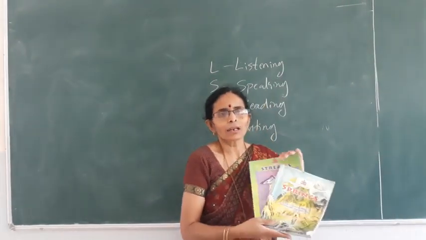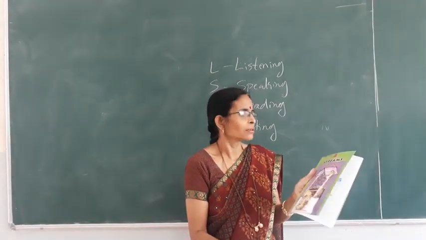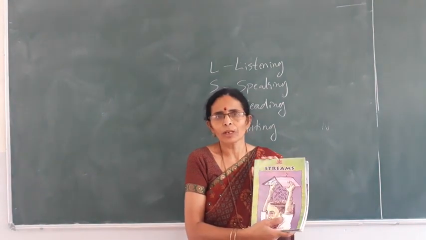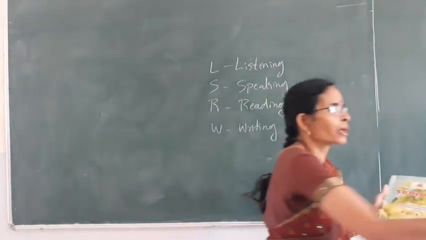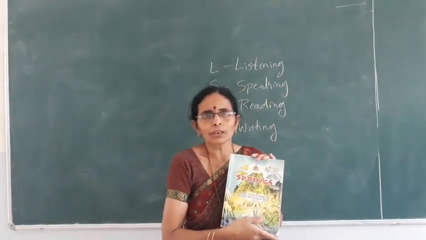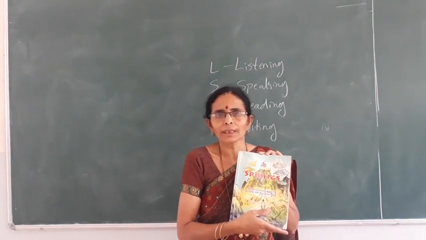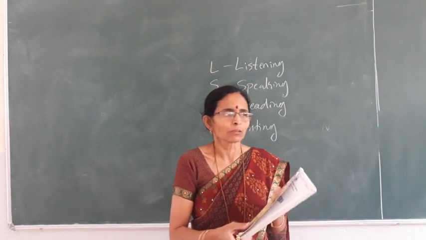These are the two books prescribed for your syllabus. One is Stream. What is Stream? It is nothing but a workbook where you can get grammar exercises to solve. And what is Spring? Spring contains the units. There you are going to study 6 poems, 7 lessons, and 1 drama. I hope you have these books.